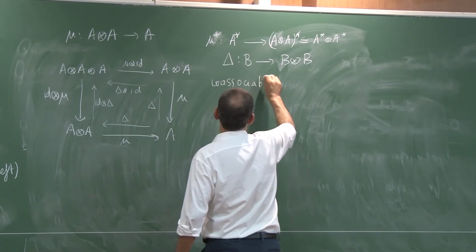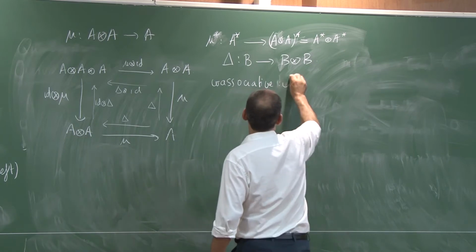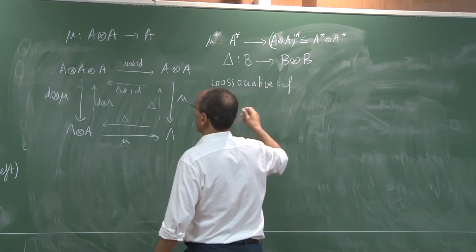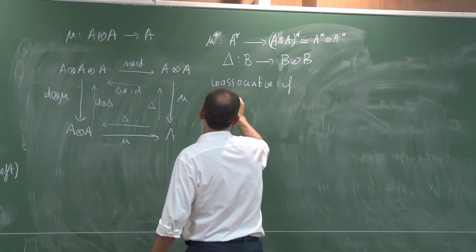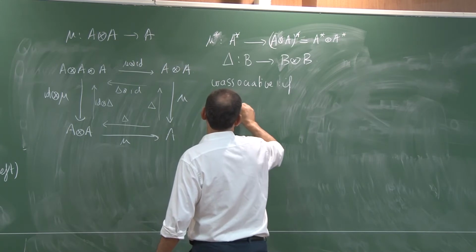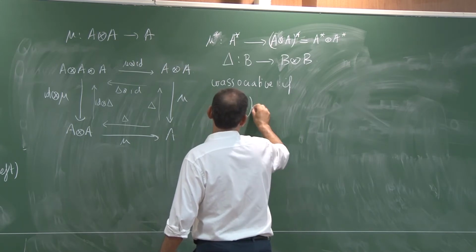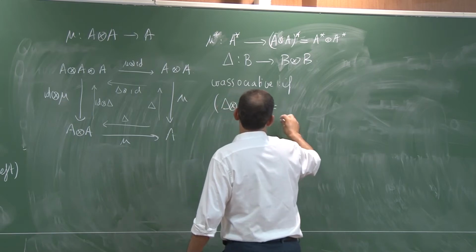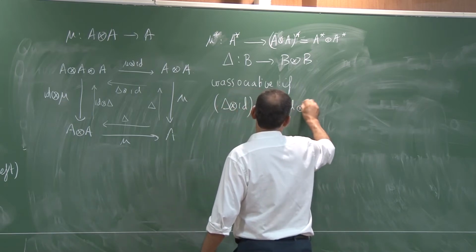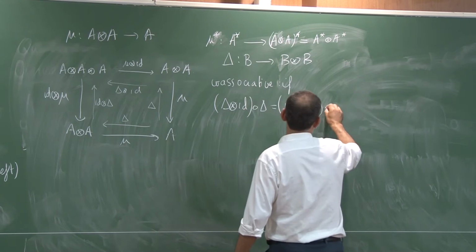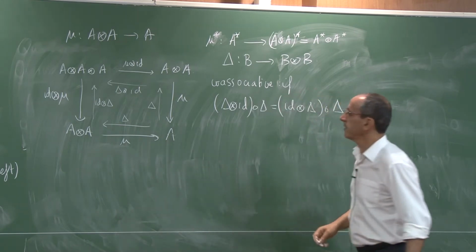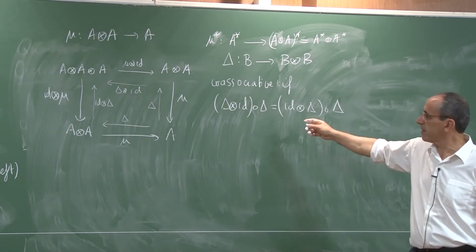Co-associative if the following condition holds: delta tensor the identity composed with delta is equal to identity tensor delta composed with delta. This is what co-associativity means.